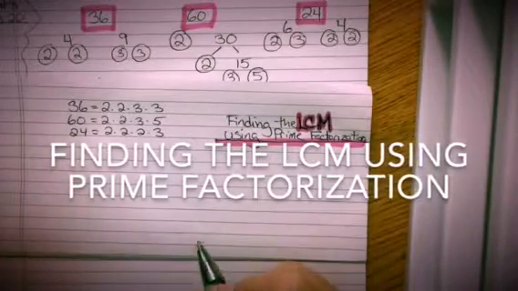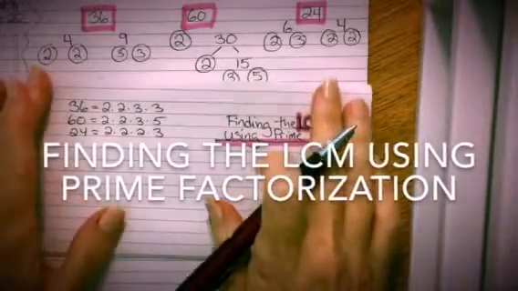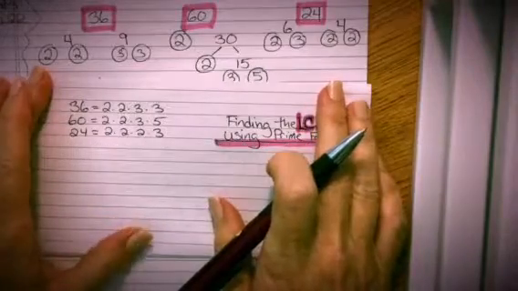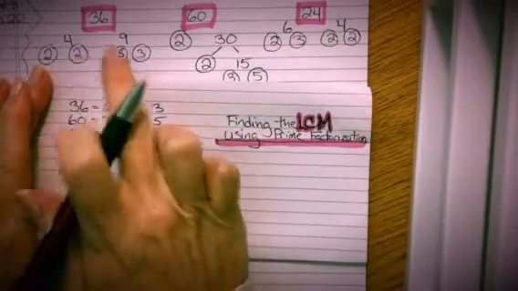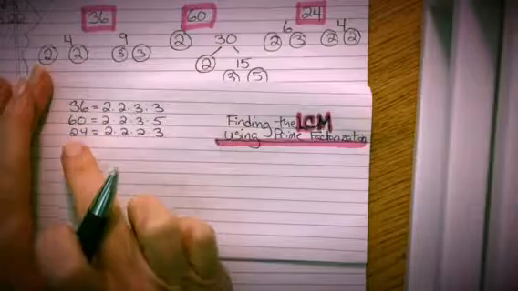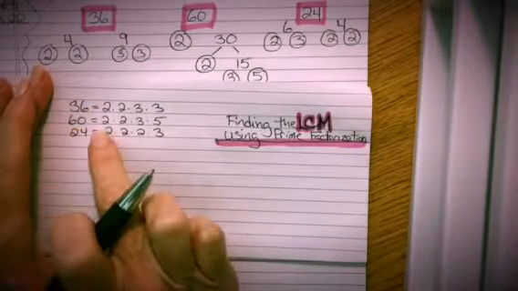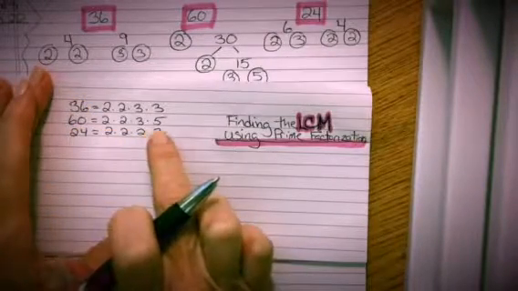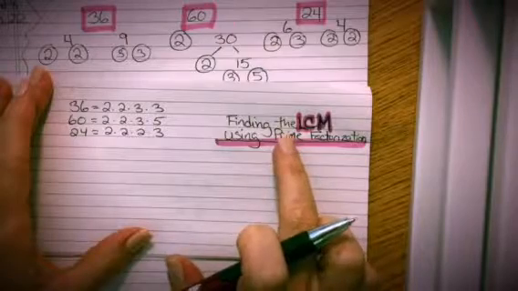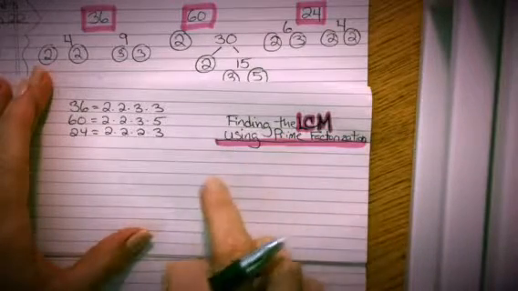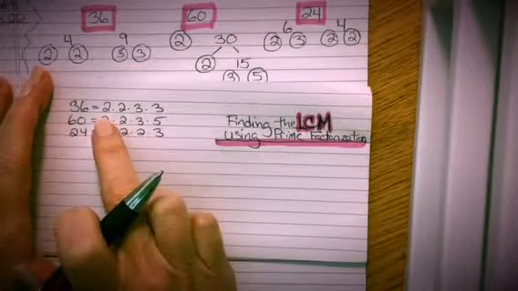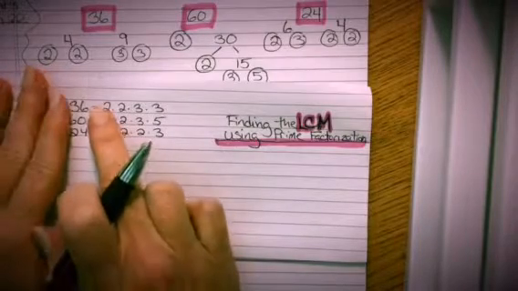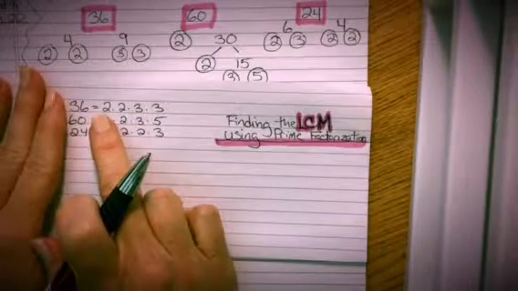Okay, if you need to find the LCM using prime factorization, you first start out by finding the prime factors of each of the numbers, which I did here, and then I just went ahead and listed them in order from least to greatest. But to find the LCM, what we need to do is look for the lowest number in each set. So let's start with the 2.